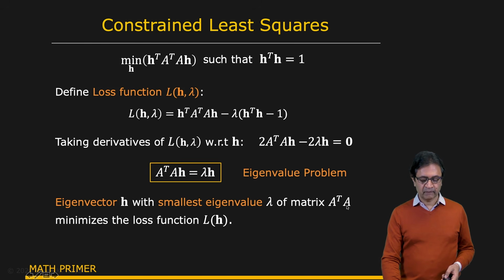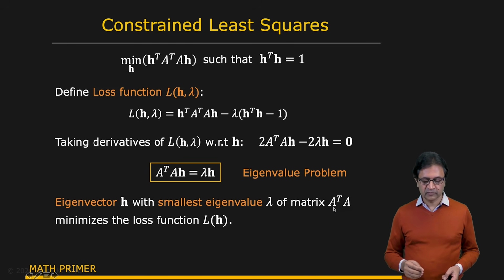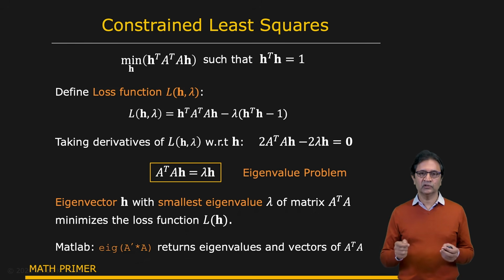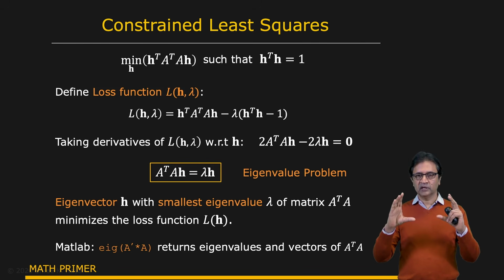And there are many functions available, code out there that you can use to solve this problem. For instance, in MATLAB, you use this function right here. It returns all the eigenvalues and eigenvectors of a matrix, in this case A transpose A, and you take the eigenvector corresponding to the smallest eigenvalue, and that is the H you're looking for. That's a vector. You're going to now take the elements of this vector and rearrange them into a 3x3 matrix, and you have your homography.